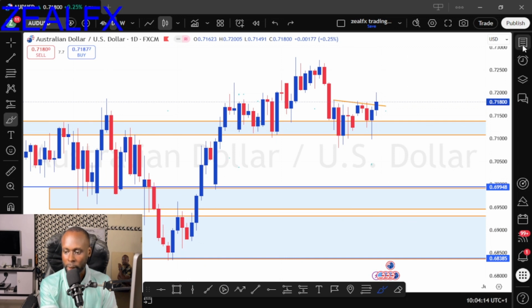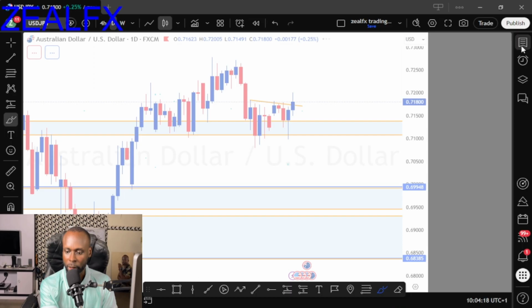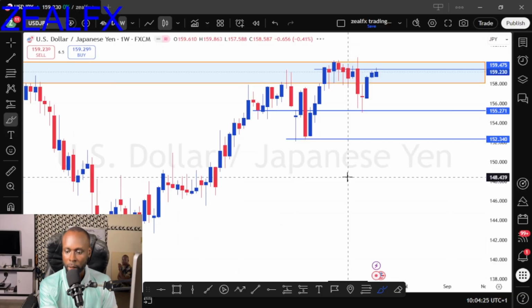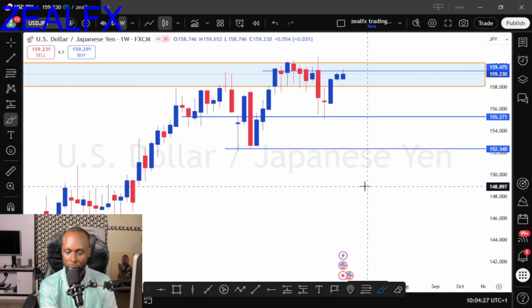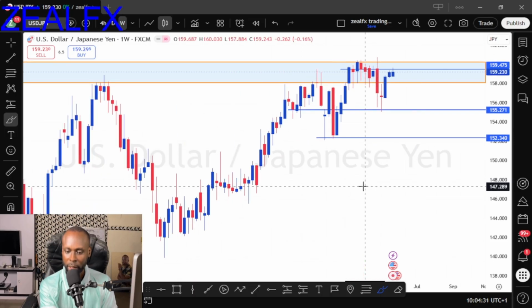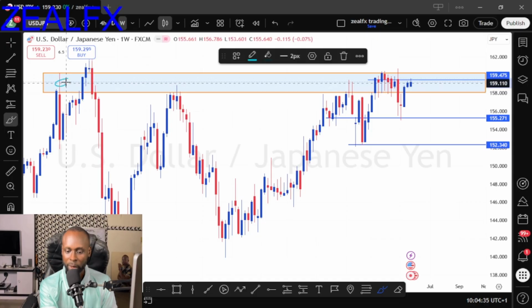So let's look at the next pair, which is the USDJPY. USDJPY, let's start from the weekly time frame. The USDJPY on my weekly time frame still has price close on this resistance level. Last week price failed to break above this resistance. This week price also failed to break above this resistance level.